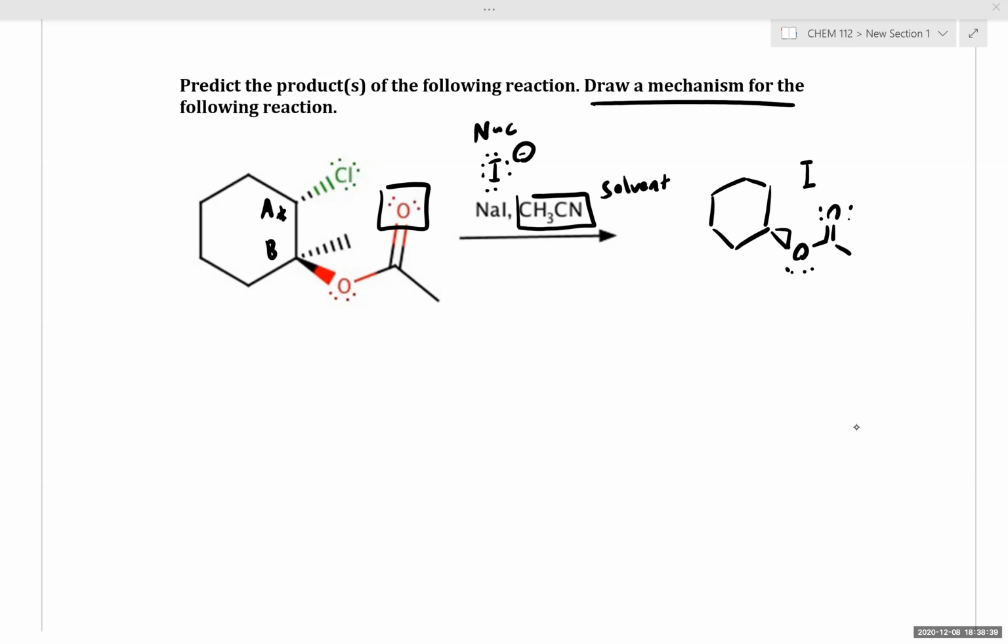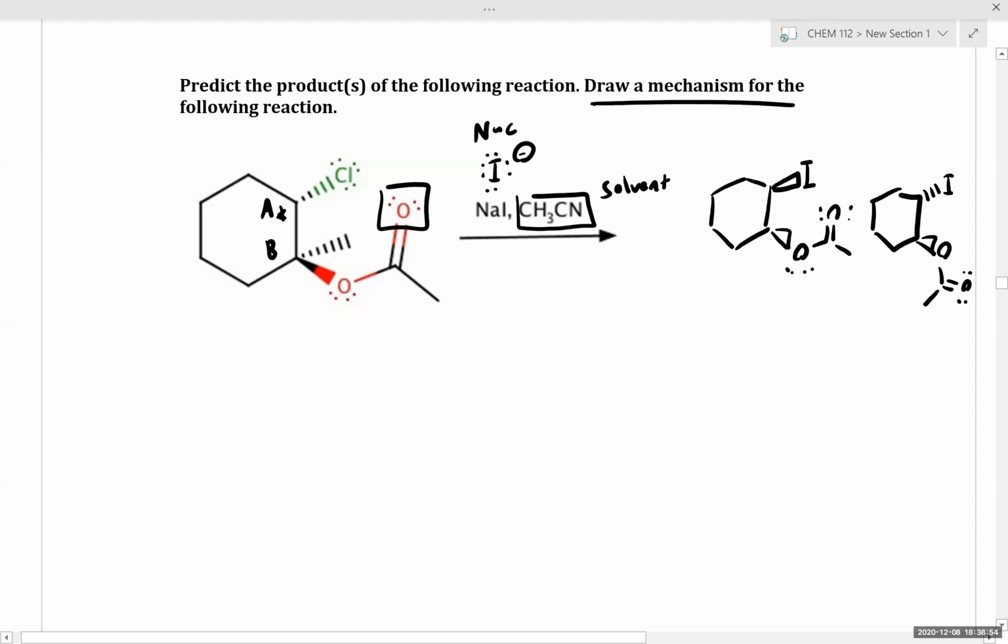What does everyone think? Do we expect a wedge or a dash for our product, accounting for anchimeric effects and accounting for assistance effects? What does everyone think? Would we expect a wedge or a dash?